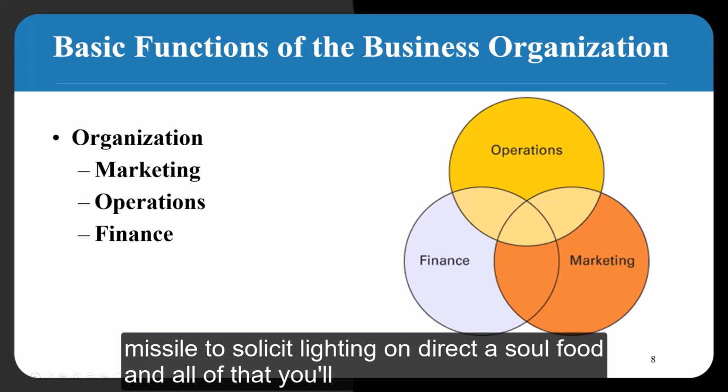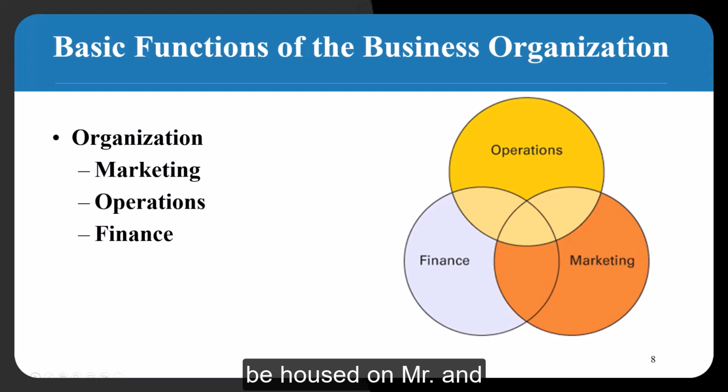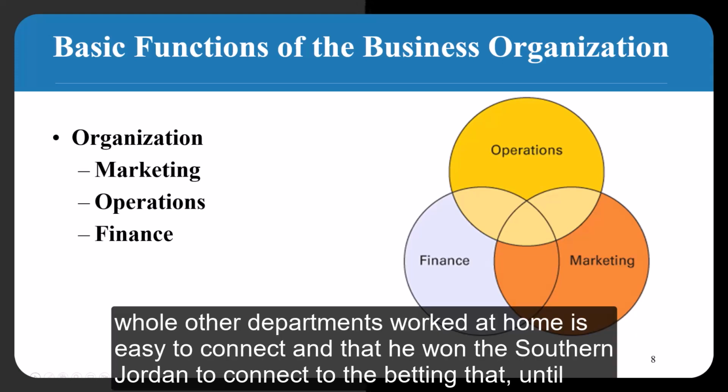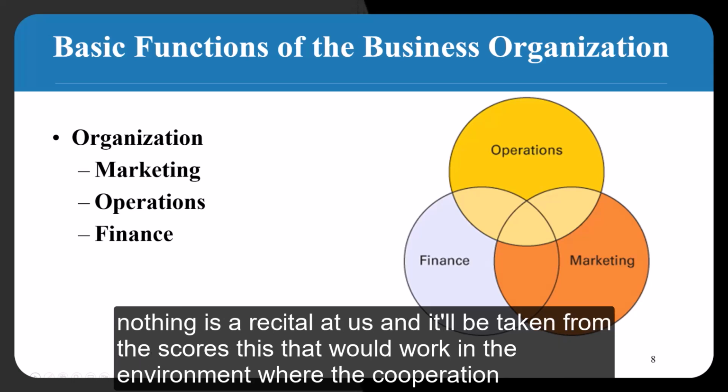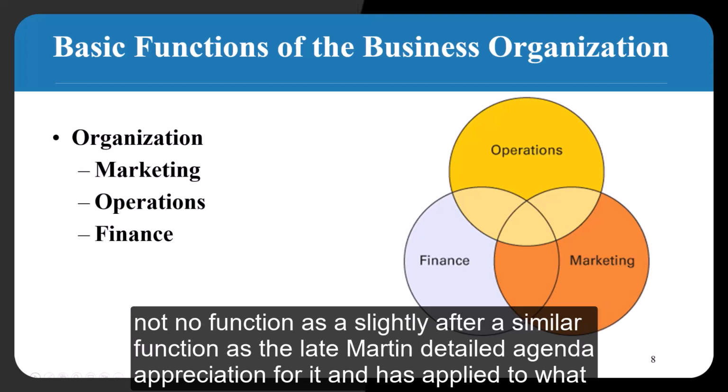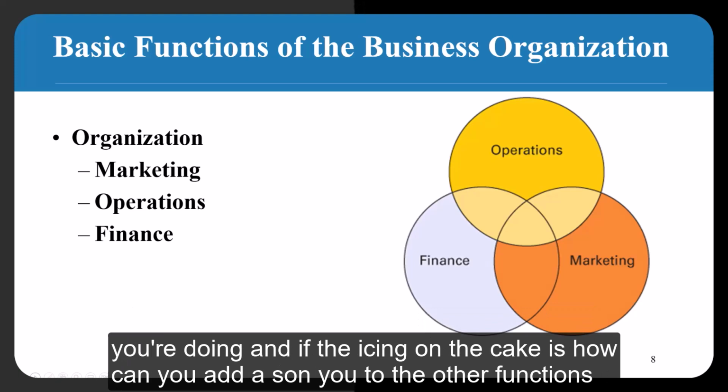So in all of that, you have to understand how other departments work and how everything is interconnected. And the better you understand how things are interconnected, the better you become at your job. Nothing is in a silo. That's something I hope you take away from this course: when you work in a corporation, no function is a silo. You have to understand what the other function is doing, not in detail, but a general appreciation for it and how that applies to what you're doing. And then the icing on the cake is how you can add value to the other functions.